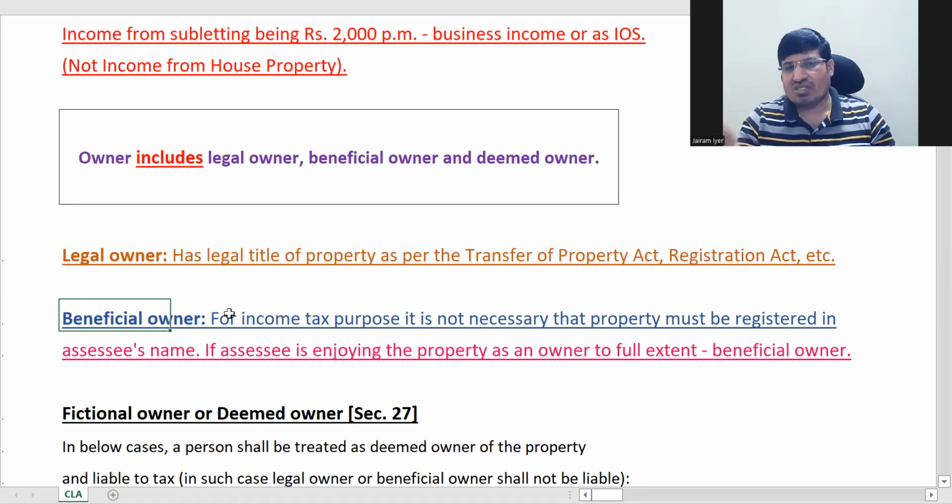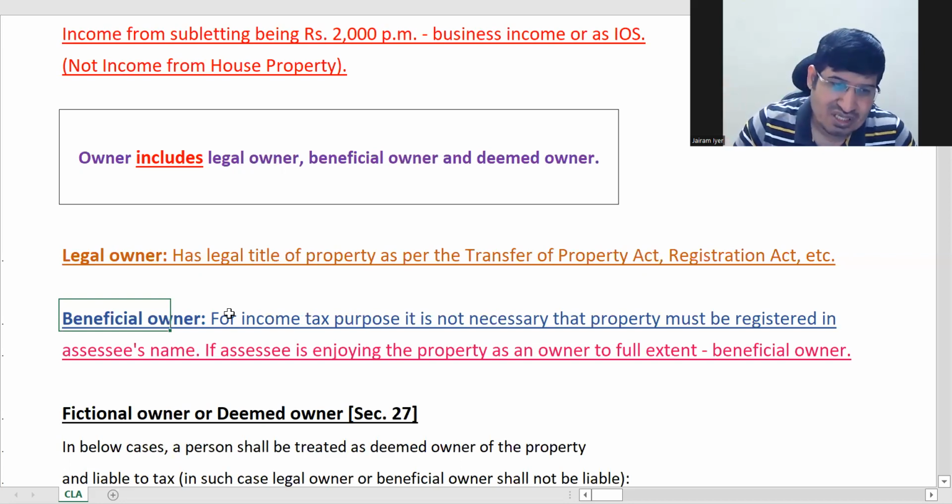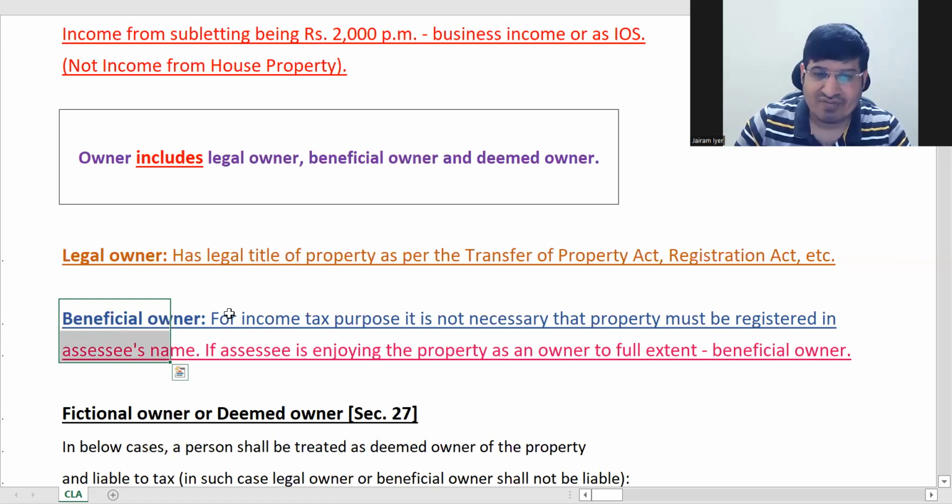Okay, but because they have purchased it through such a scheme, the entire property is in the name of the registered owner, which is the society. In this case also, who will be taxed? The real owner of the flat will be taxed. That is the member, right? So this is what is called a beneficial owner.